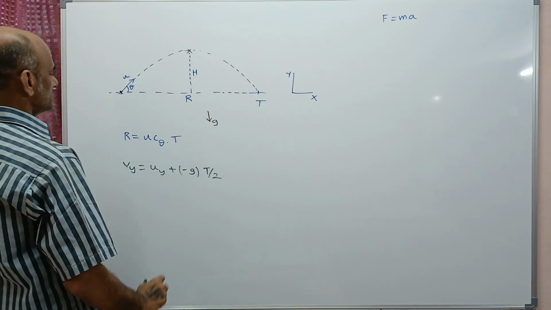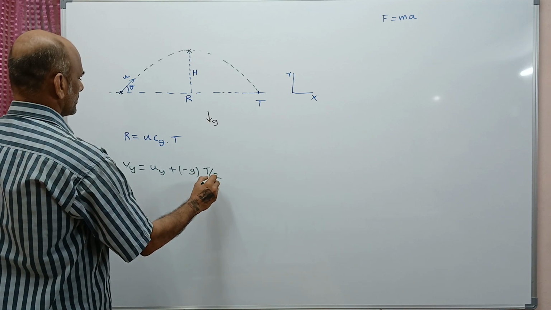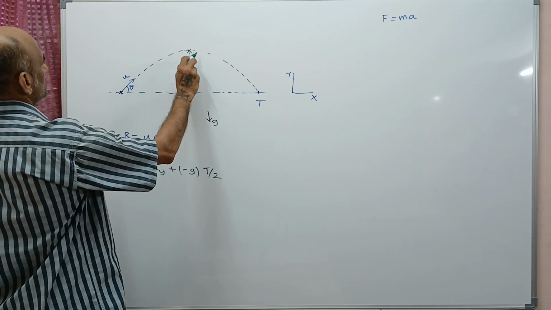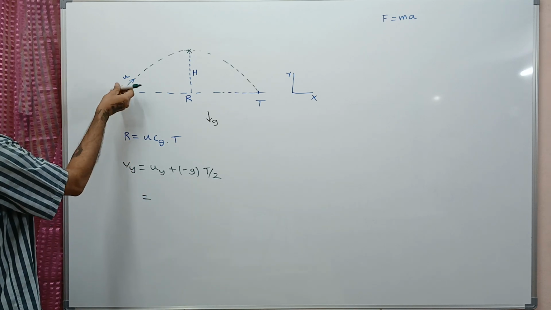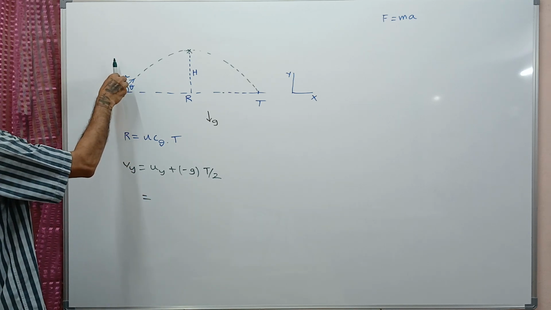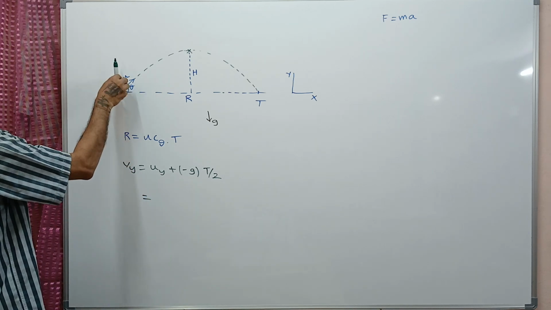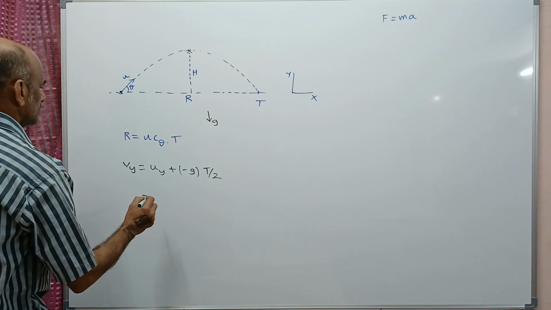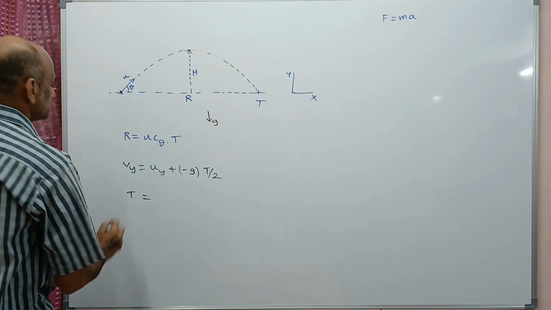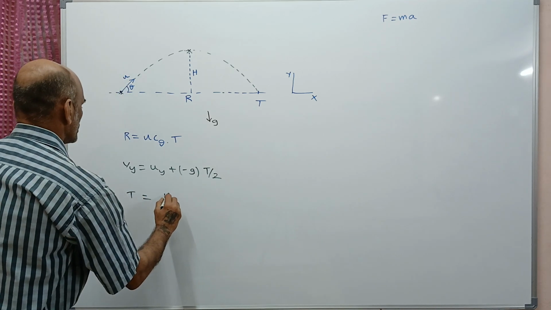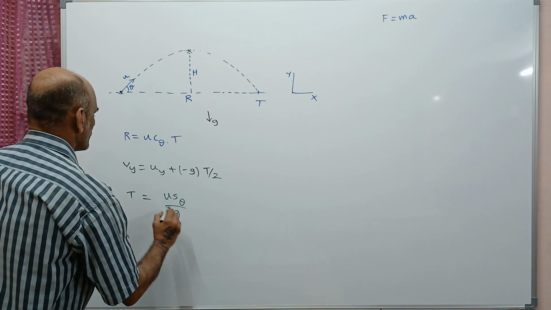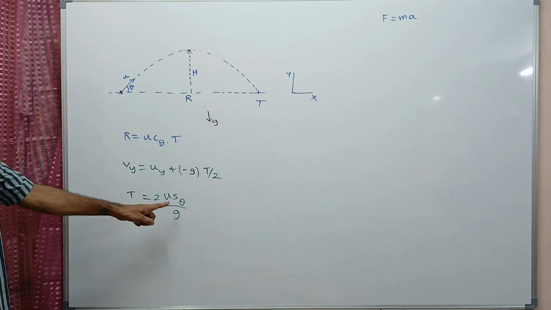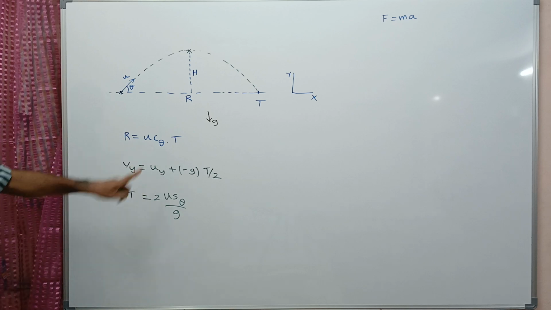At this point, the vertical component of velocity is zero, because velocity keeps on decreasing, becomes zero, and then turns back. And uy is the y component velocity here, which is u sine theta. U cos theta is the horizontal component, and the vertical component is u sine theta. So from this, you get the flight time t as u sine theta by g into 2. So all these are known quantities. So if we use this here, we get the range.